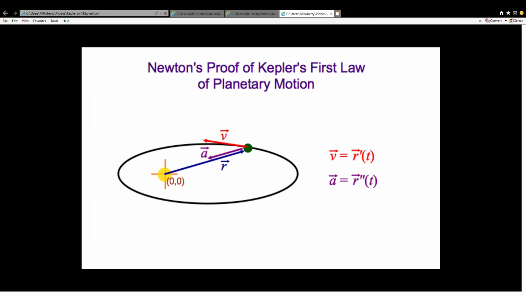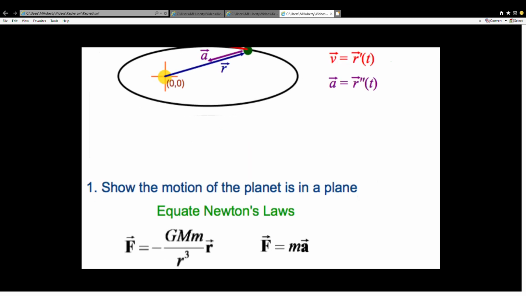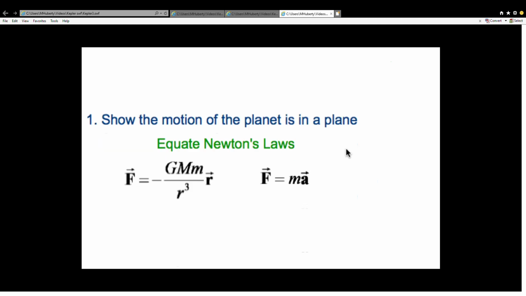All right, so to show the motion of the planets is in the plane is the first step we're going to do to prove this first law. Remember, the first law is that the planets are orbiting in elliptic orbit. And so the first thing is actually to show that the motion is in fact planar. It's in a single plane, okay? And the first thing to do is we're going to have to equate these two Newton's laws that we said we're going to use, the gravitation law and Newton's second law of motion. And we'll continue that in the next video.